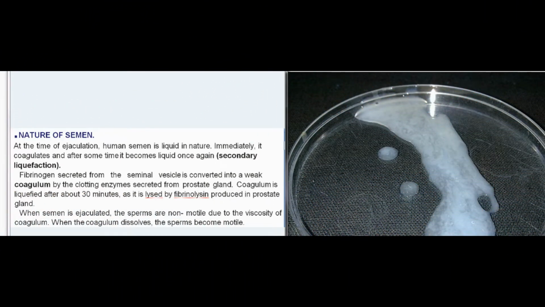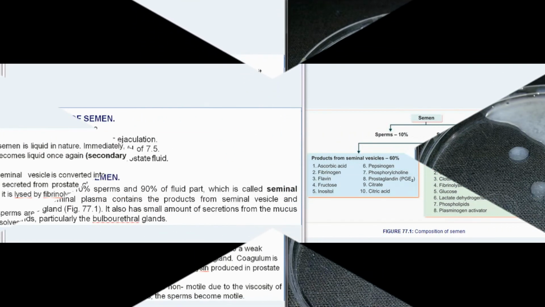Nature of semen. At the time of ejaculation, human semen is liquid in nature. Immediately, it coagulates, and after some time it becomes liquid once again, secondary liquefaction. Fibrinogen secreted from the seminal vesicle is converted into a weak coagulum by the clotting enzyme secreted from prostate gland. Coagulum is liquefied after about 30 minutes, as it is lysed by fibrinolysin produced in prostate gland. When semen is ejaculated, the sperms are non-motile due to the viscosity of coagulum. When the coagulum dissolves, the sperms become motile.